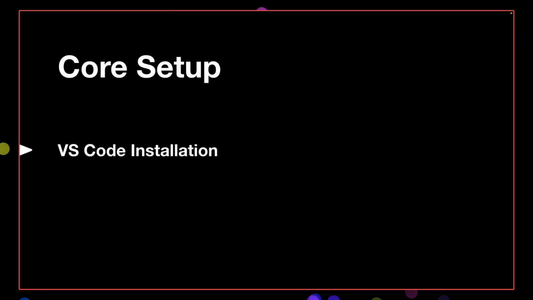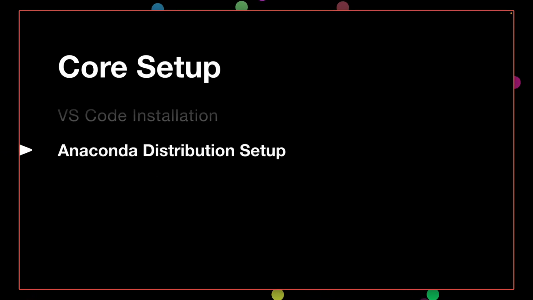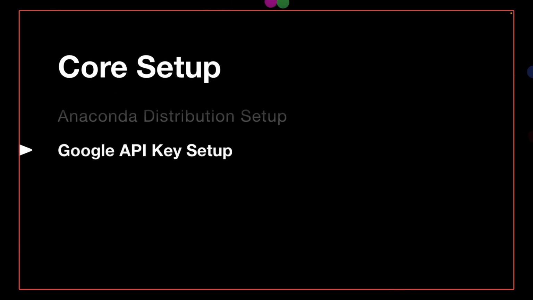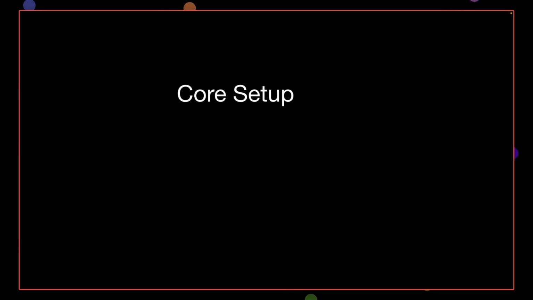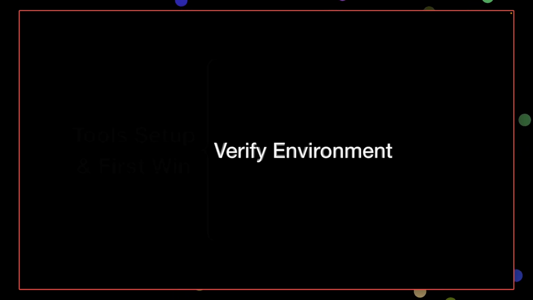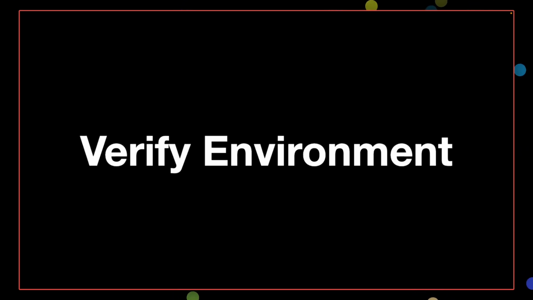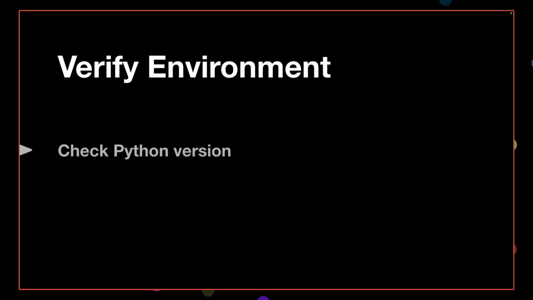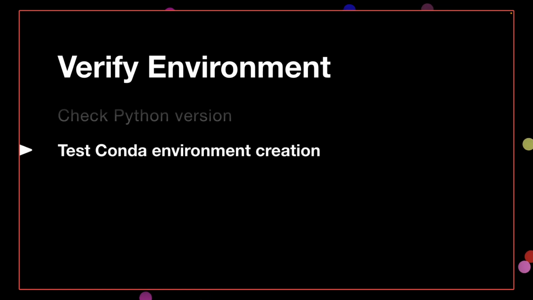So what we have done is we have downloaded VS Code, we have downloaded the Anaconda distribution, we have created the Google API key on the AI Studio, and once that is done, what we have actually done over here in the back end, the commands that we actually executed, was we went ahead and started by creation of our Python. And more importantly, we have tested the creation of a new environment.